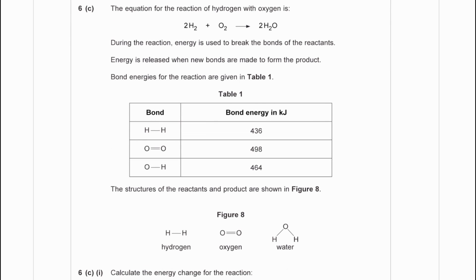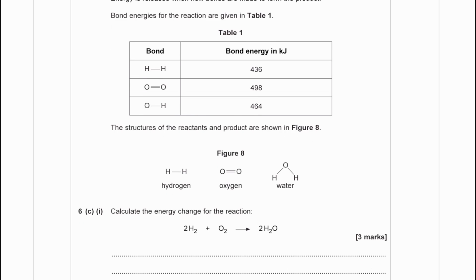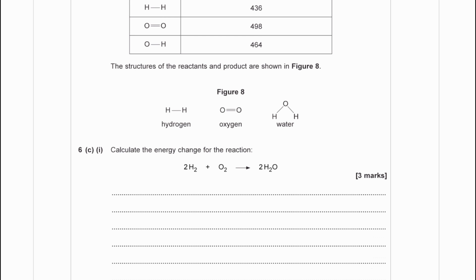Here we are. We've got 6c, which shows the equation for the reaction of hydrogen with oxygen. Now it says, during this reaction, energy is used to break the bonds of the reactants. Energy is released when new bonds are made to form the product. Bond energies for the reaction are given in table 1. And we're showing the structures of hydrogen, oxygen, and water, just in case you don't know. It says, calculate the energy change for the reaction.